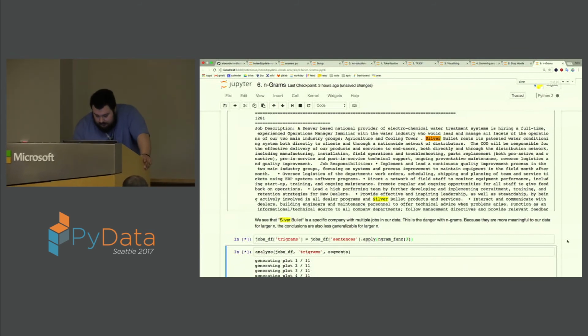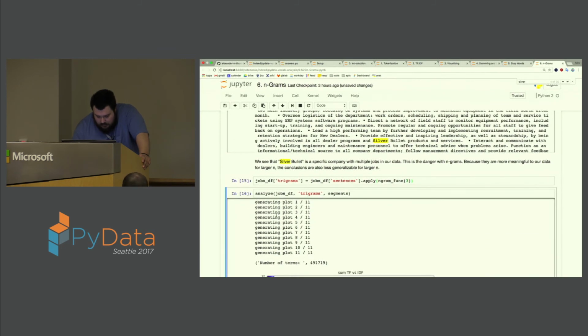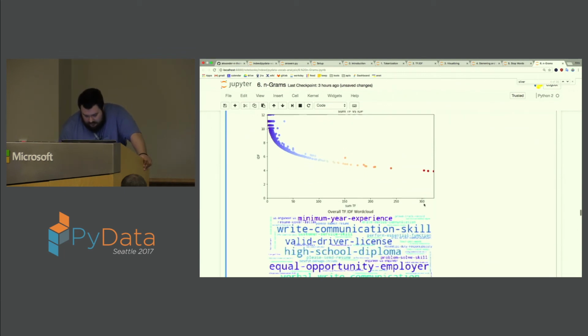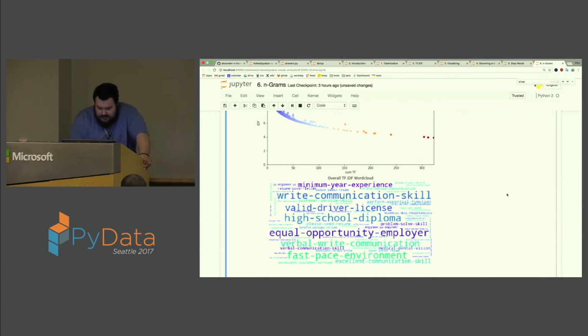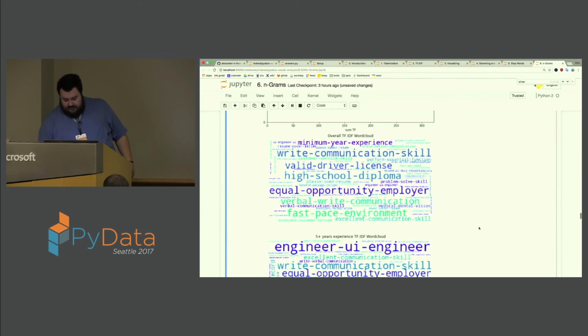So let's see. Okay, so it's flattening out. This went from 1200 to 300 for the maximum value here. Okay, let's see. Overall TF.IDF. Interesting. Equal opportunity employer. So this is what I was mentioning beforehand with formulaic sentences. You see a lot of job descriptions will have stuff like this. So let's look at some other stuff.